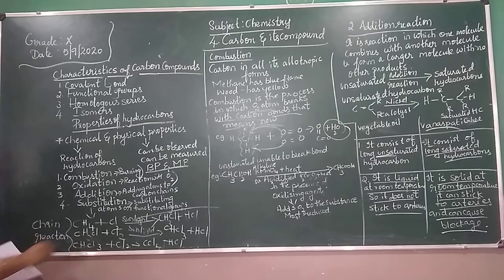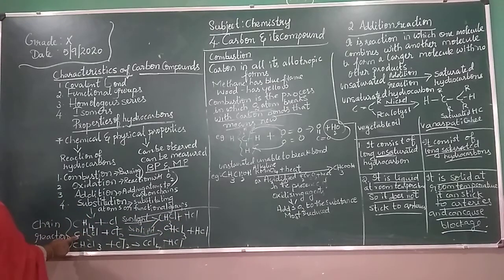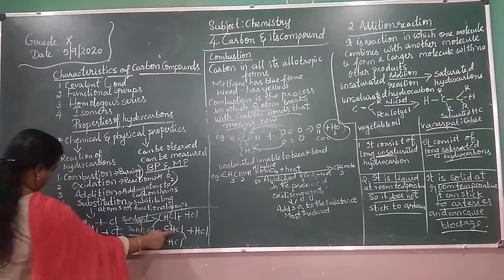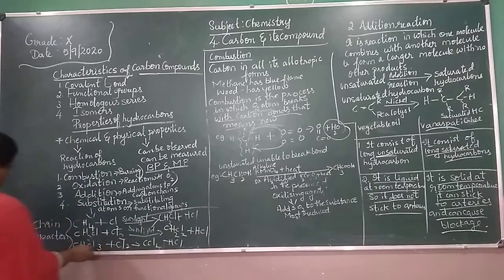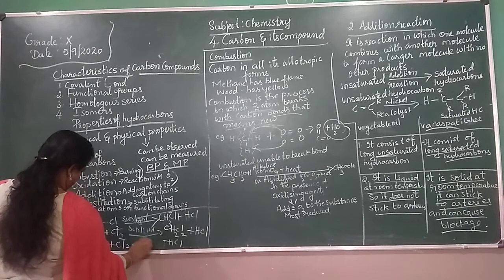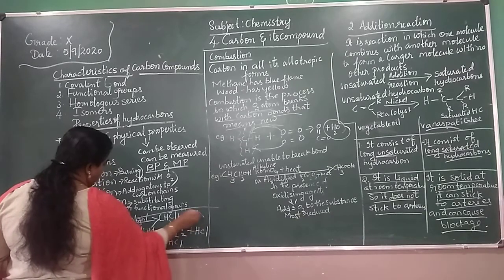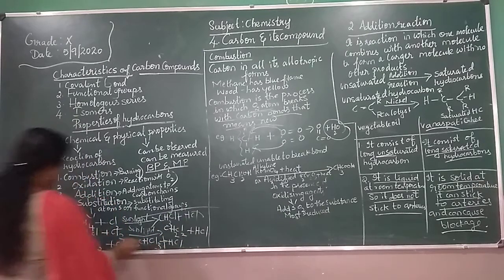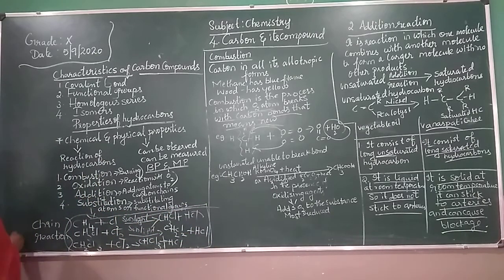What is the difference you saw here? Methane reacts with the chlorine, you got CH3Cl plus HCl. Next CH3Cl will react, you got CH2Cl2 plus HCl, and next CH2Cl2 reacts and we get CHCl3 plus HCl, and next the same thing. You can see the chain reactions in these examples.